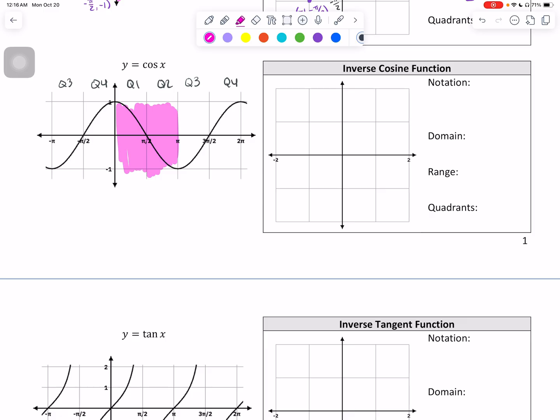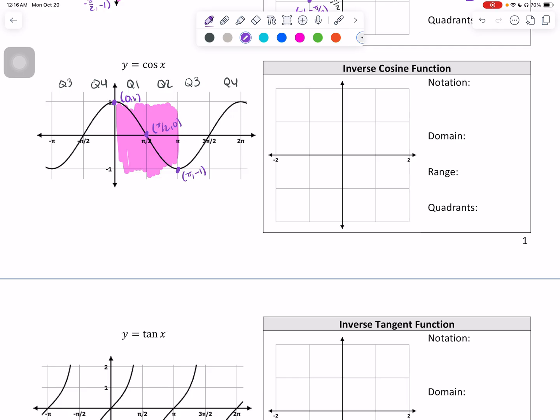Okay, so let's take those points. This one right here would be (0, 1). Then we have (π/2, 0). And then we have (π, -1).